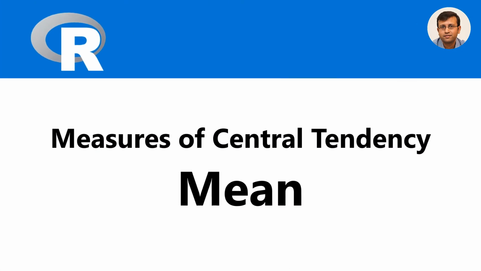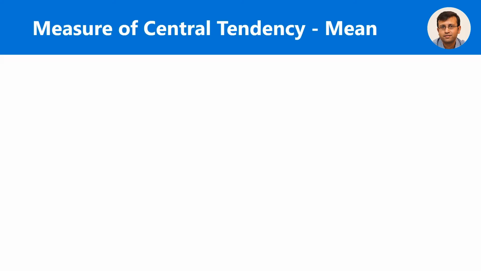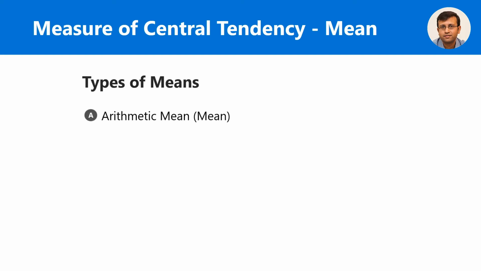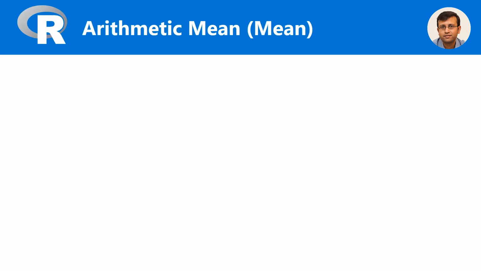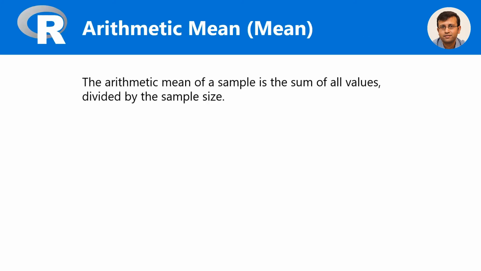In this video, we will look at how to compute mean in the R programming language as well as the different types of means. Mean is one of the measures of central tendency. There are three types of means: arithmetic mean, sometimes also called just mean, geometric mean, and harmonic mean. The arithmetic mean of a sample is the sum of all values divided by the sample size.